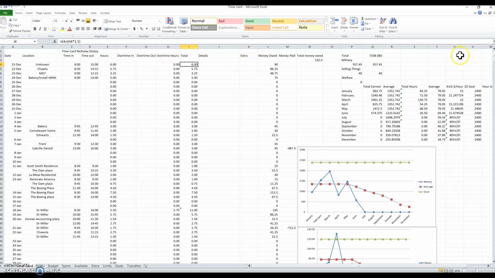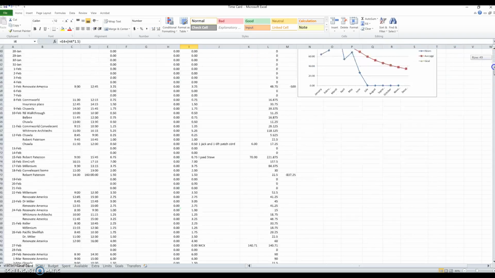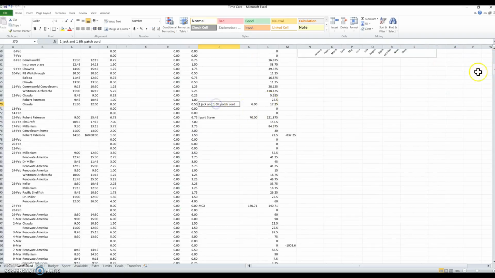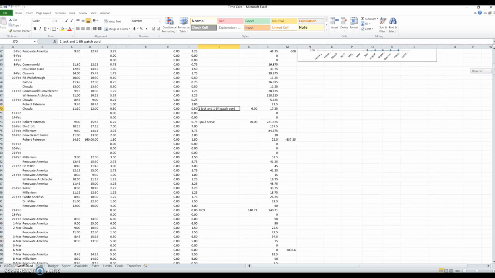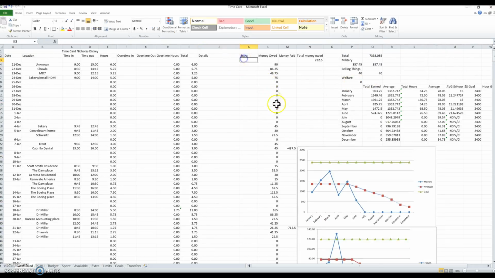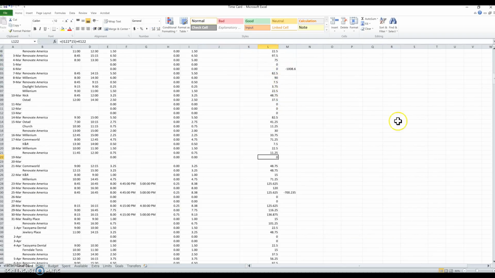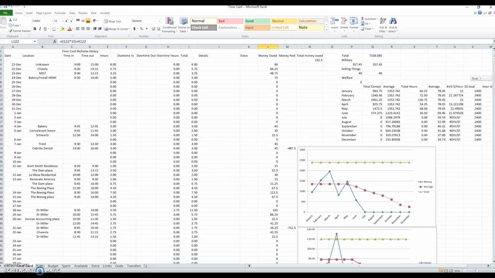Adds them all up. Details on the job is if there's any extra. I had like one keystone jack and one patch cord for this job, and I also paid Steve. And then that goes into here. Money owed is how much money they owe me for the day. So that's multiplied by 15 because I was getting paid $15 an hour at that time period.